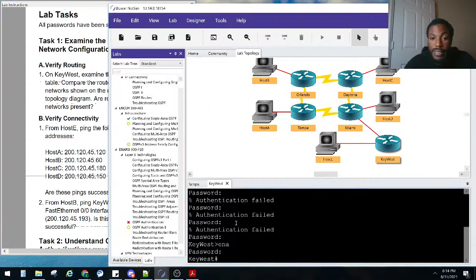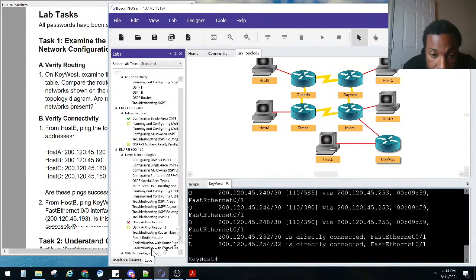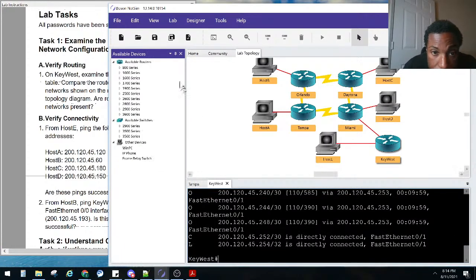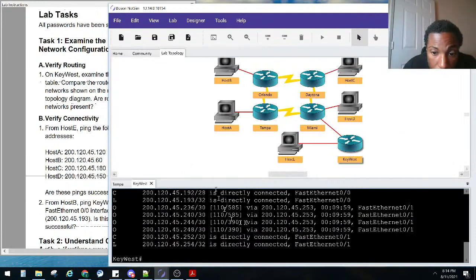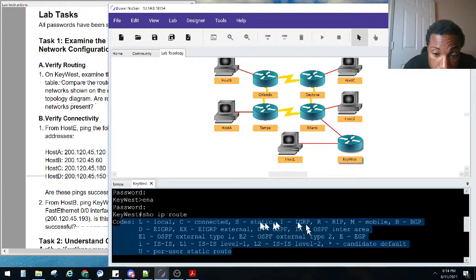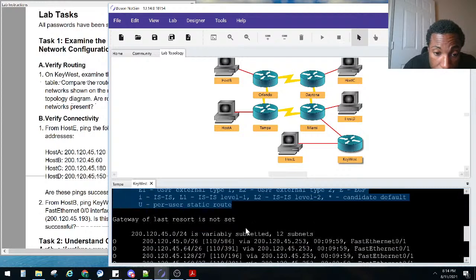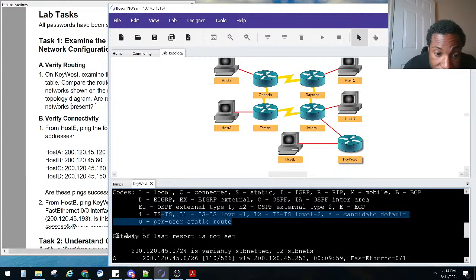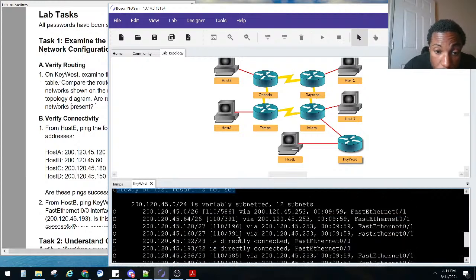So we're gonna go to Key West. Show IP route is what we use to look at the routing table, right? Close this guy. Close that guy. And then remember what we said about the routing table, right? We have a legend at the top that tells us what each of the letters mean in the routing table, right? And then we don't have a default gateway set right there. So gateway of last resort is not set. And then we have our actual routing table right here.